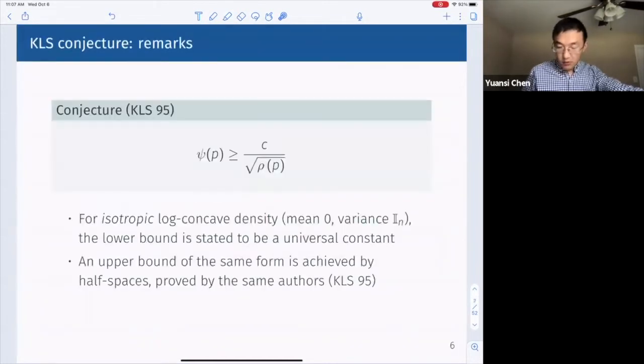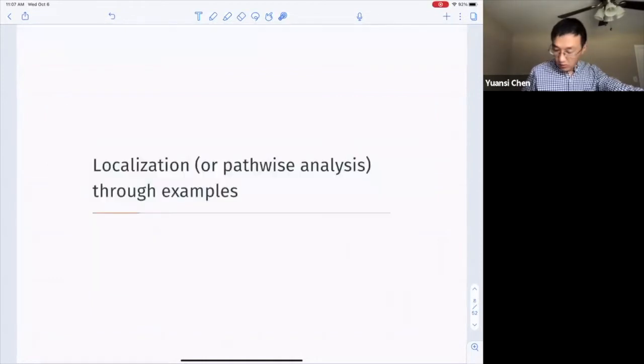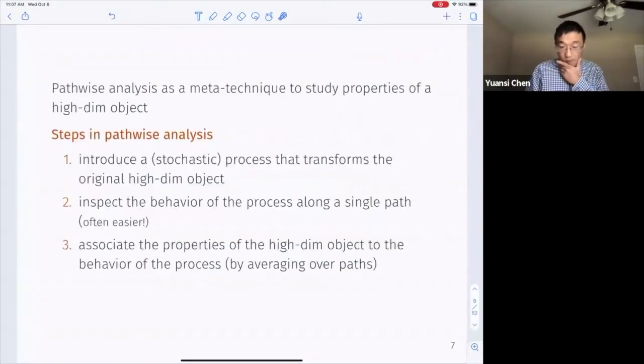Any questions about the statement? Okay, so let's get into this main proof technique. The pathwise analysis, I don't know actually where this name first appeared, but I learned it from some talks from Ron and Eldan. It is a meta technique to study properties of high-dimensional objects, and Ron and Eldan recently summarized this proof technique. And it has actually appeared in many of the previous papers.